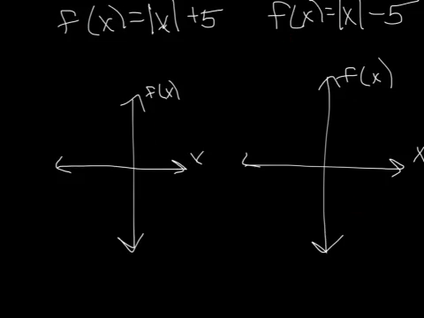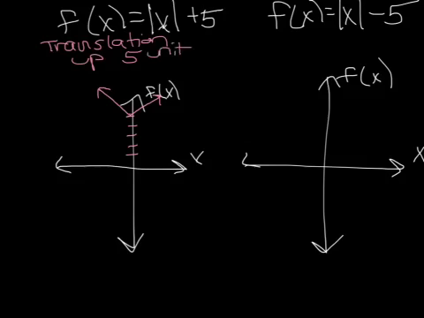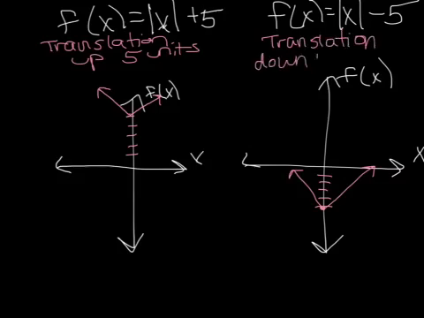Now when we graphed this function, x plus 5, well, on the f of x axis, it started at 5, and it was an absolute value function that looked something like this. So we said it was a translation up 5 units. Whereas when it was minus 5 outside of the absolute value symbol, it started here. Still the same size and the same shape, except it was translated down 5 units.